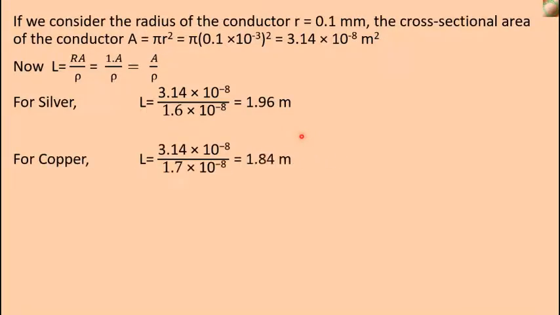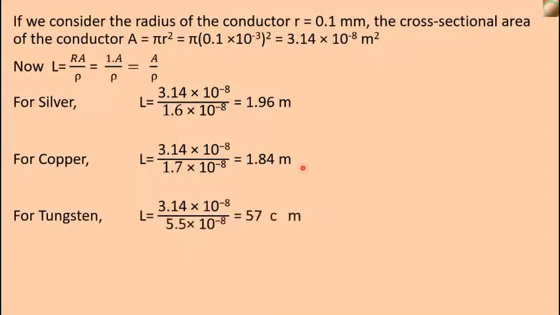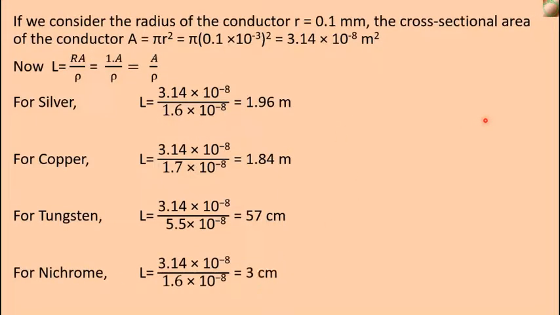And for copper, the length will be 1.84 meter, and for tungsten the length will be 57 centimeter only, less than 1 meter, about half of a meter. And for nichrome, only 3 centimeter. If you take the length only 3 centimeter of nichrome, then the resistance of this nichrome wire will be 1 ohm. For silver wire, the length will be 1.96 meter. For copper wire, only 1.84 meter. For tungsten, 57 centimeter only, and for nichrome wire, 3 centimeter.